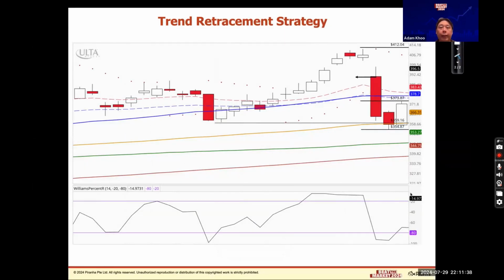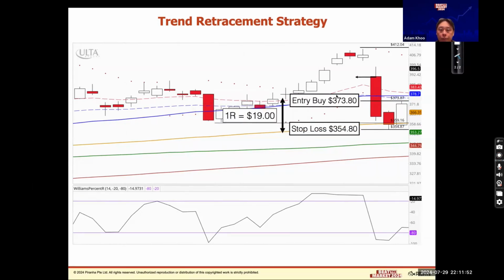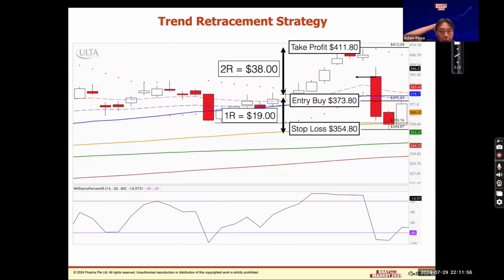So let's go back to that earlier example on Alter. Okay. So let's say you have defined your entry price is 373.8. Your stop loss is 354.8. And your profit target is 411.8. Okay. And your 1R is $19. So you have put in all these prices.